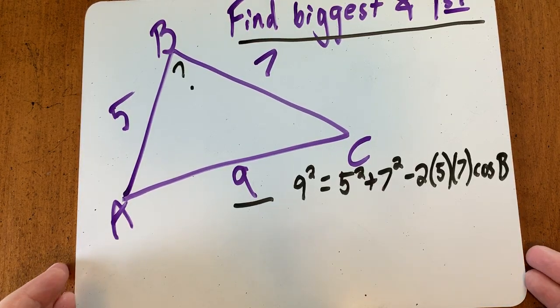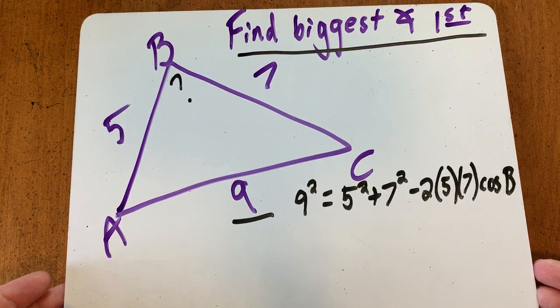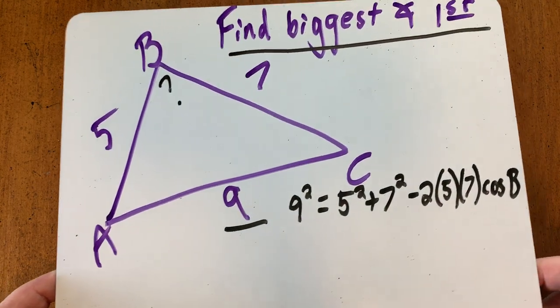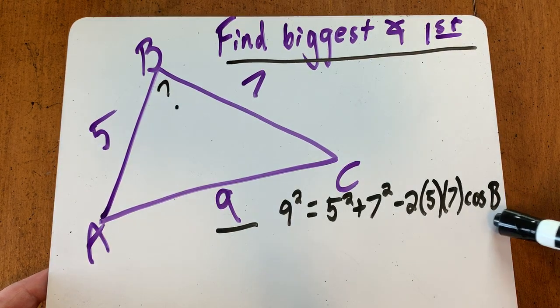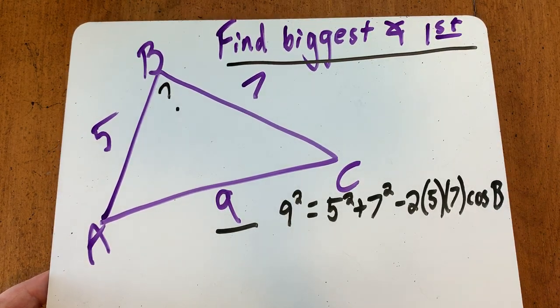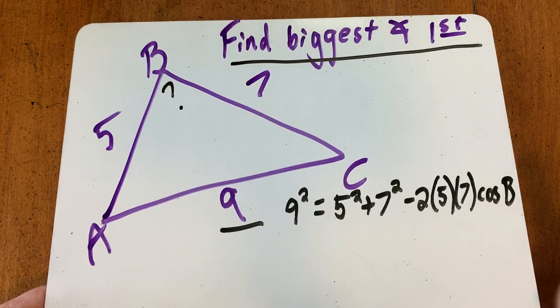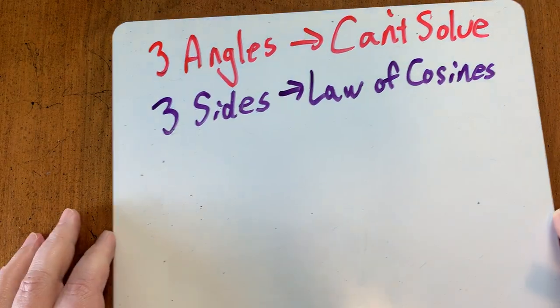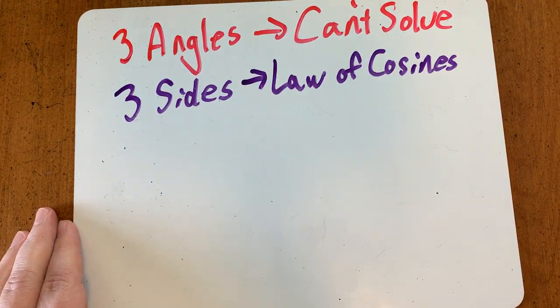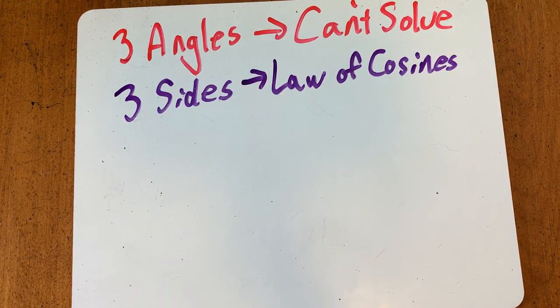So I'm not going to go through and solve it. These are just arbitrary ones. There are other videos going through how to actually solve it. I mean, you would just isolate the cosine of B and then take the cosine inverse of both sides. And then you would find the rest of the values. But this is just how you get started. So that's when you have three sides. So when there's three sides, when you know all three sides, use the law of cosines.